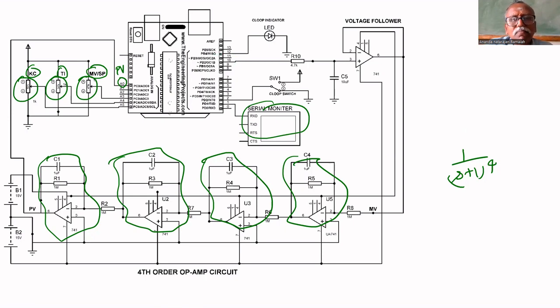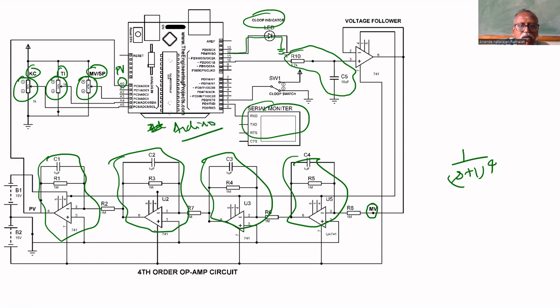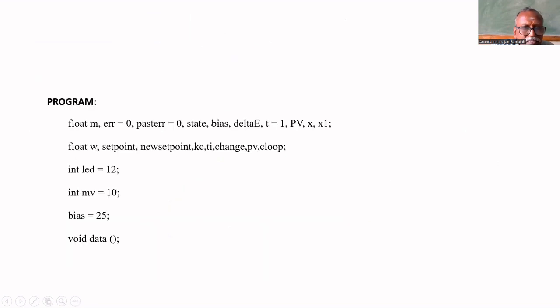The 12th pin we connected to an LED to indicate whether it is in closed loop or open loop. The output of the 10th pin, that is PWM output, is given to an RC circuit. As I already told, the RC circuit output is then given to a voltage follower. So you will get the DAC output, which is given as input to this system. This is the arrangement. This is Arduino. That's all. Now we have to see the program to make it an embedded system.